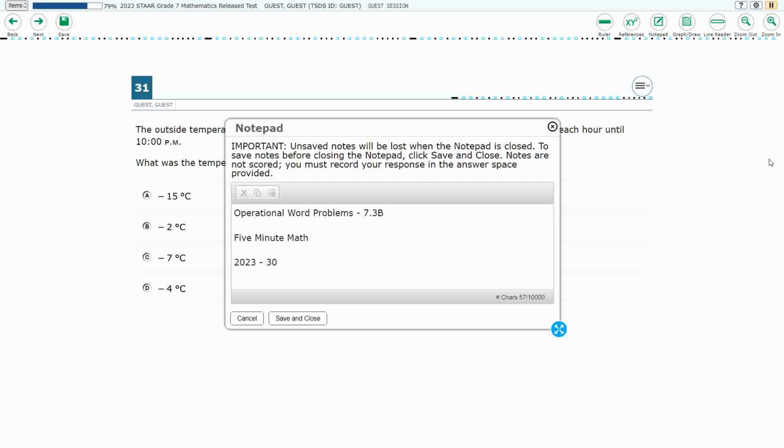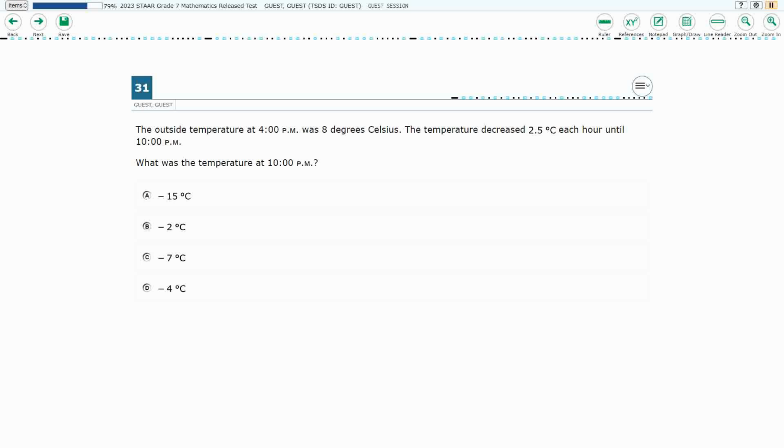Today we are looking at the 7th grade concept of operational word problems. This is standard 7.3b in the great state of Texas, and we are using item number 30 of the 2023 released STAAR test. If you haven't done so already, please go ahead and take a moment to pause the video, work this problem out on your own, unpause it, and we will look at our answers together.